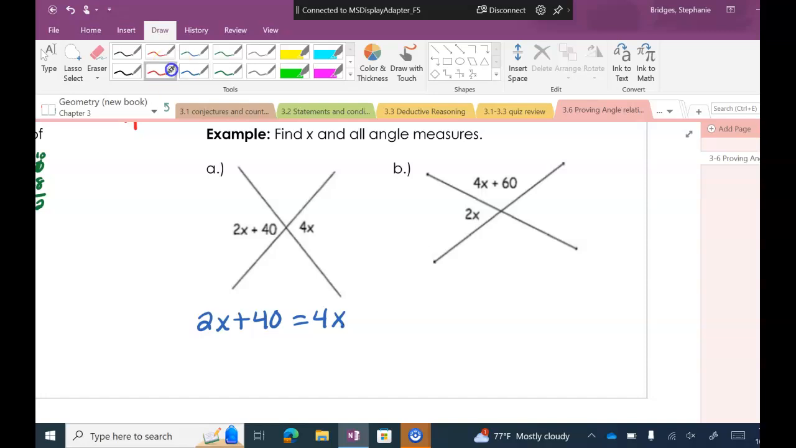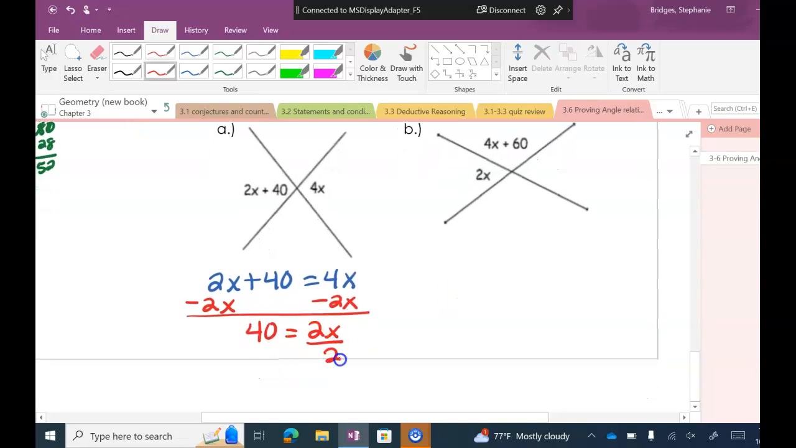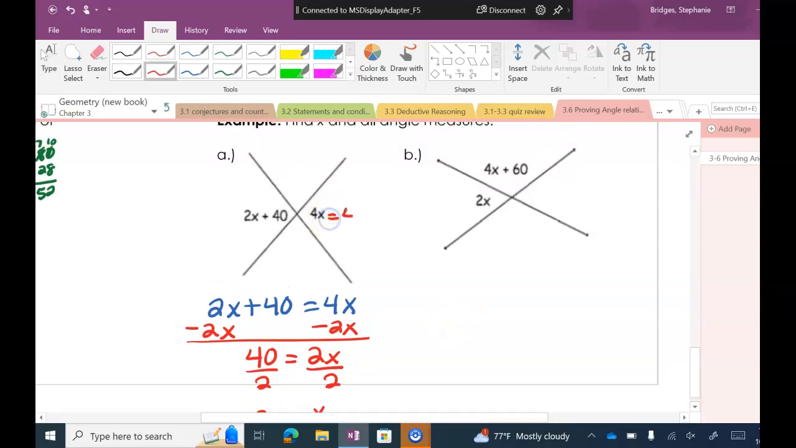All right, let's solve this. How do I get 2x over with 4x? You've got to subtract it. So that is 40 equals 2x. So x is going to equal how much? 20. So I'm going to plug that back in. What is 4 times 20? 80, which means this other one is also 80.